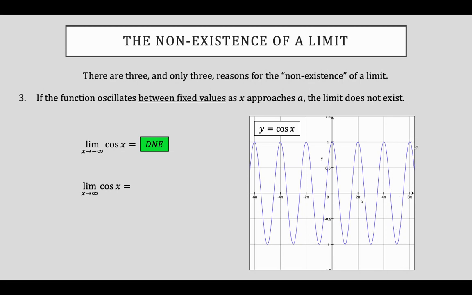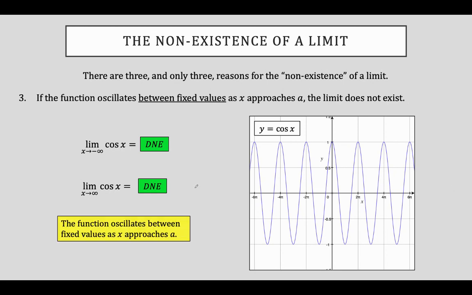Well, as the graph goes to the right, it is going to continue to oscillate between -1 and 1. Right? My y values continue to oscillate between -1 and 1. Therefore, the limit as x approaches infinity also does not exist. Our y values do not approach a single unique number. The function oscillates between fixed values as x approaches a.